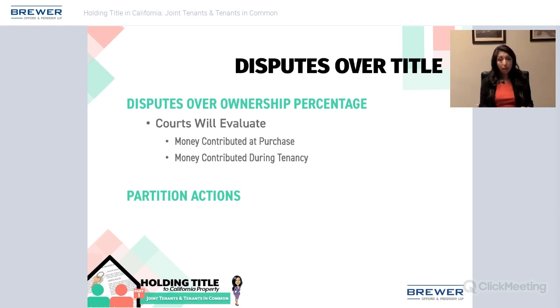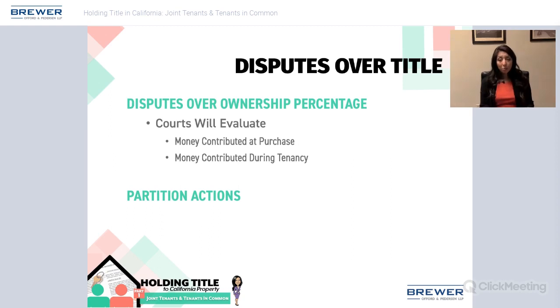Especially if one party is not as financially secure as the other, is there going to be growing animosity? If there is, let's keep it to TIC. If we are equal and we're fine with paying everything equally and we don't want to deal with probate, then JT might be the best way to move forward.